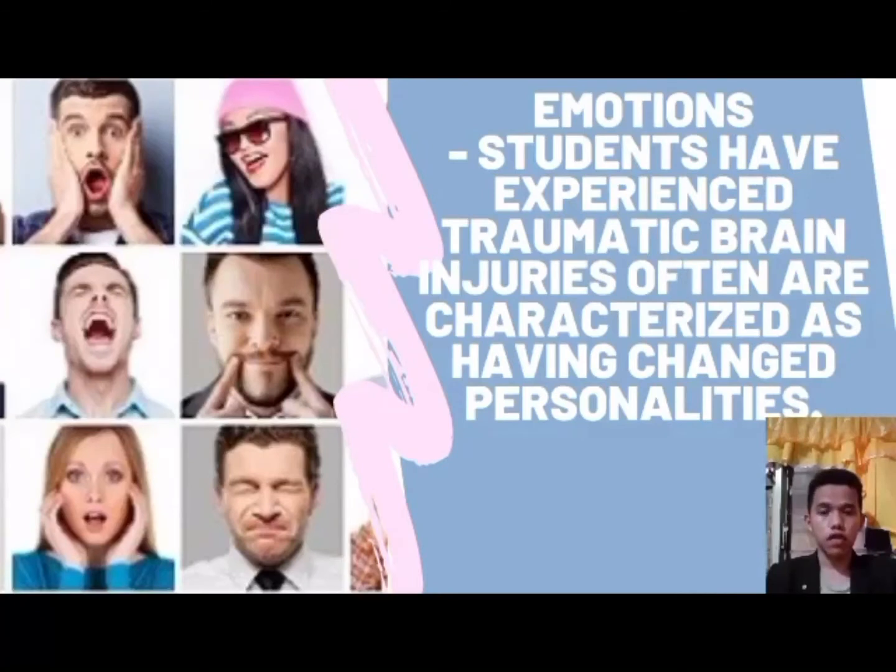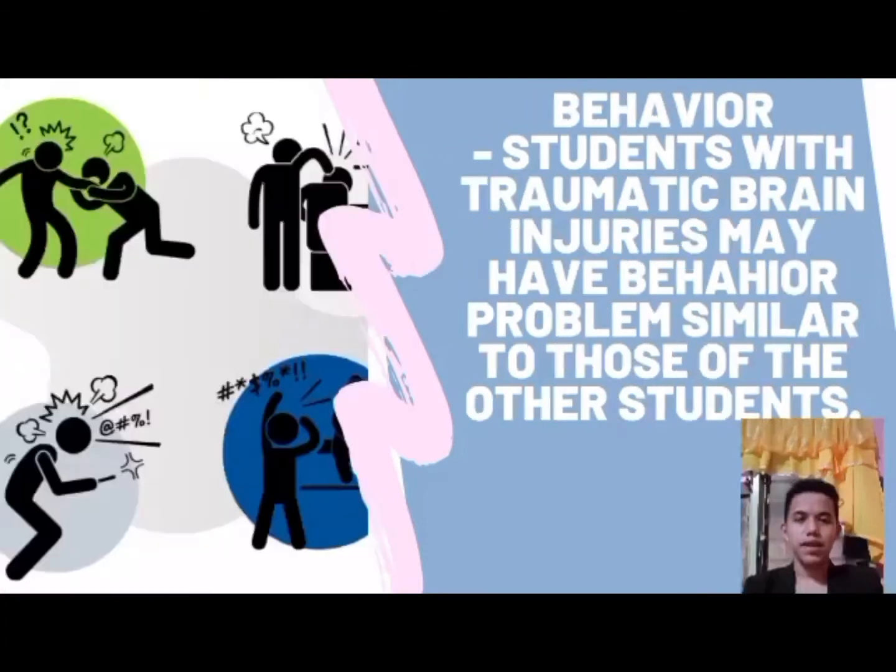Fifth is emotions. Students who have experienced traumatic brain injury are often characterized as having changed personalities. Their emotions are also affected, so they can't control them. They just feel anger and get upset at a certain person or certain people with no valid reasons. Because of that, their emotions are affected.